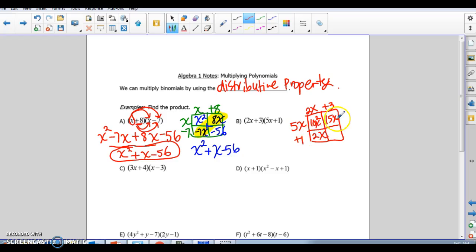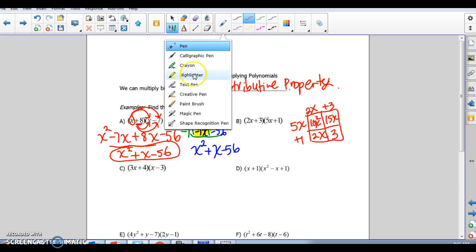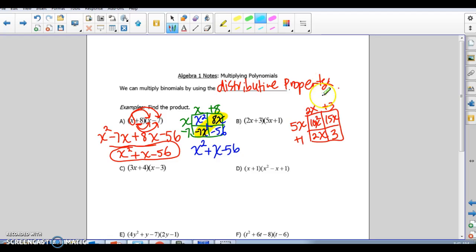2x. How about 3 times 1? 3. As I told you, the beauty of this is you can actually see the like terms right away. You see 15x and 2x, they are like terms, and they're connected with this plus sign. So we can remind ourselves that we need to add those two. So what will be my final answer? 10x squared plus 17x plus 3.